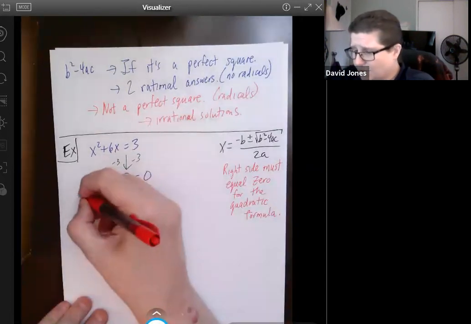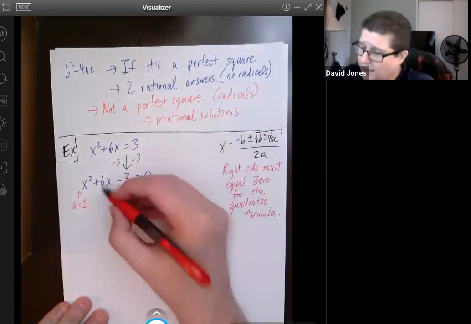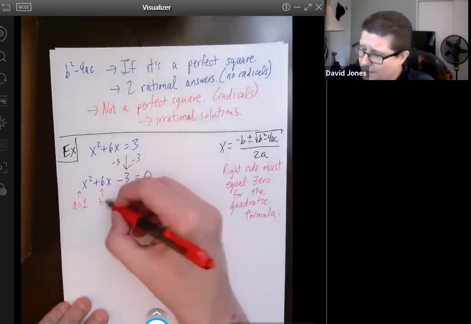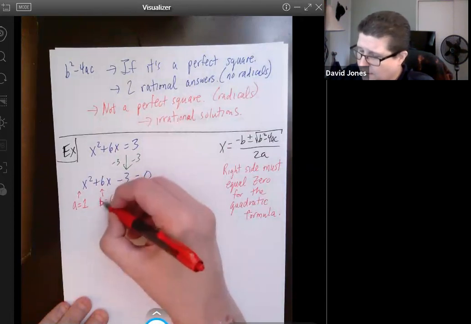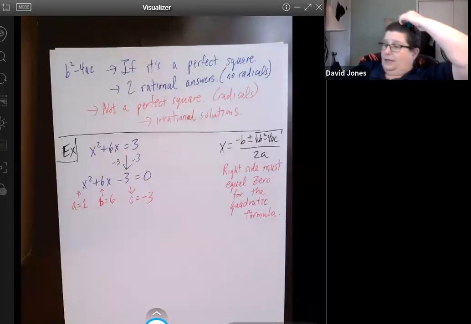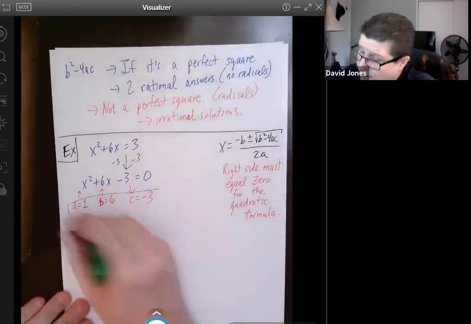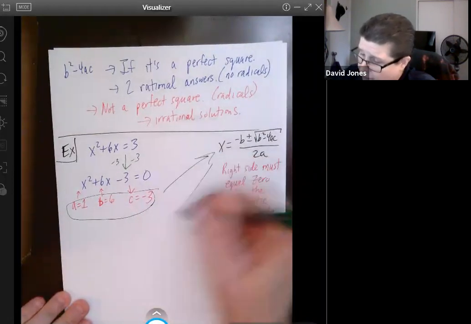So that value right there is missing, which means a equals 1. This value right here is my b, that's 6. And that value right there is my c, it's negative 3. I'm going to take those, plug them in there, and this is what I get.